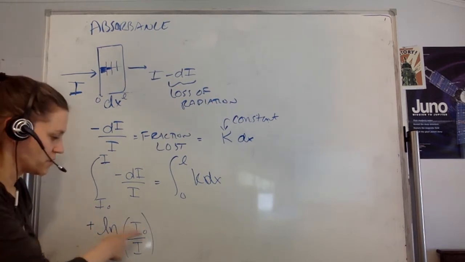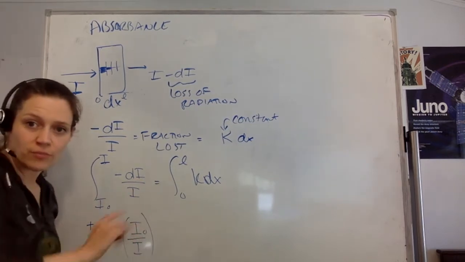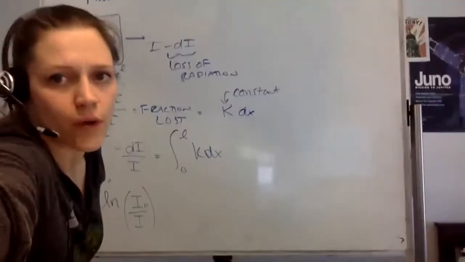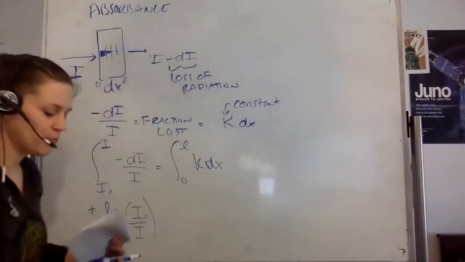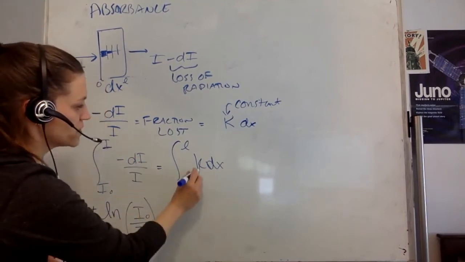Anyway, so this is log of I zero minus log of I, and I'm going to inverse those. And so when you flip them, you get a negative sign. Okay, so I guess don't email me, but there you go. So this then, well, that's an easy one. So this is a constant.